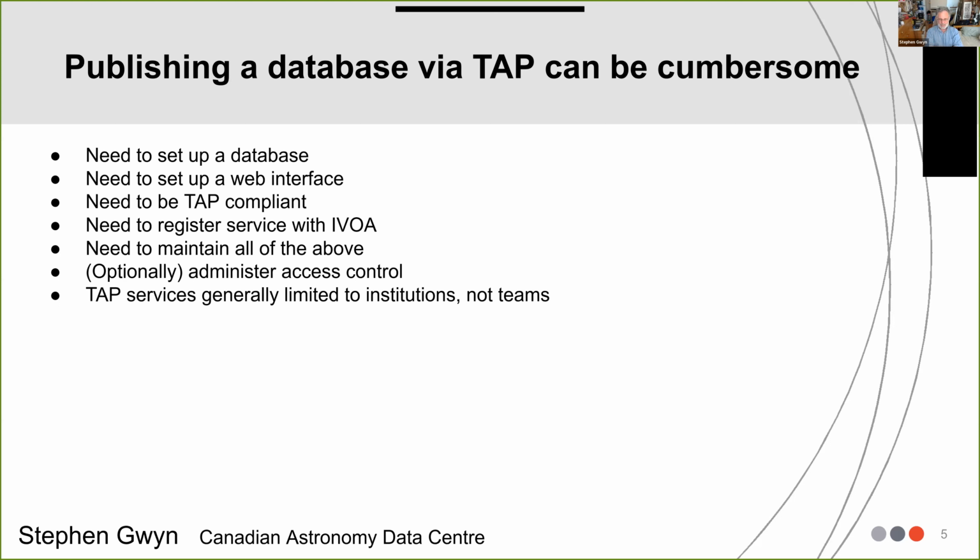Then optionally, you need to administer access control, so that if you're not publishing a table to the public, to the whole astronomical community, and you're actually just trying to do it for an internal release to a team, you need to administer access control. All of these things mean that it's a bit of a schmozzle if you're just one team or one astronomer who wants to create and distribute a database table with good querying capabilities.